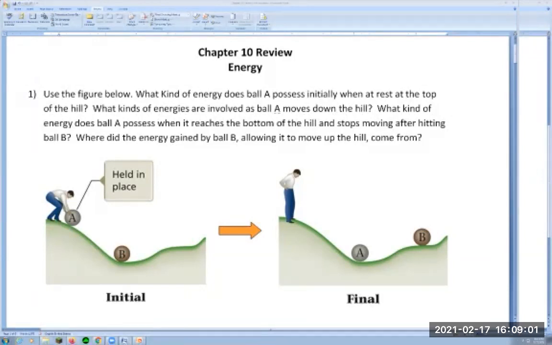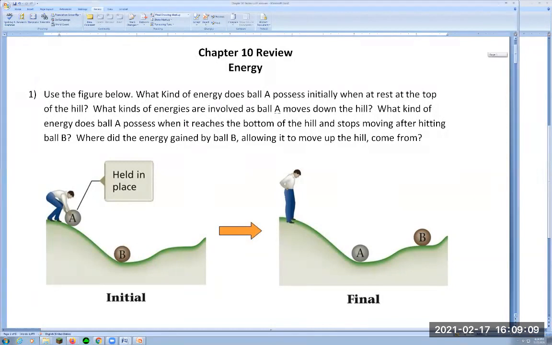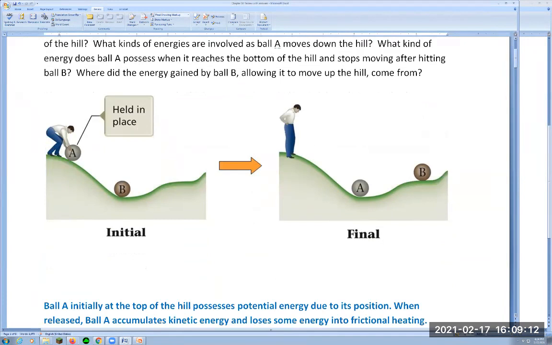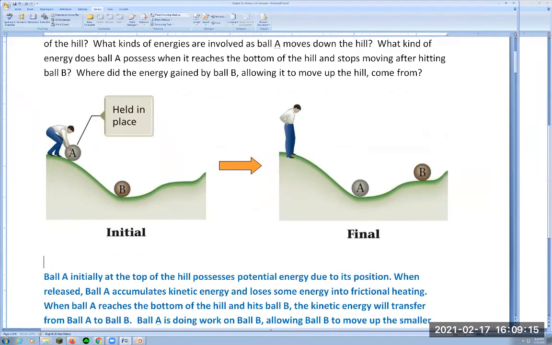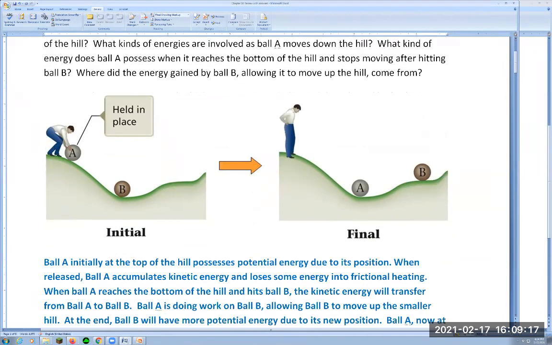Now, when you are releasing ball A and it moves down the hill, it will accumulate kinetic energy. So the potential energy will change into kinetic energy. And that's due to the speed of the ball going down. But it also loses some energy to frictional heating. Frictional heating is the fact that on the path where it goes, it causes some friction, and that's heating the surface there. And so there is some energy lost in that frictional heating.